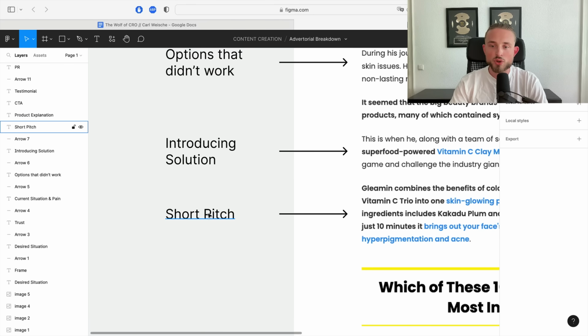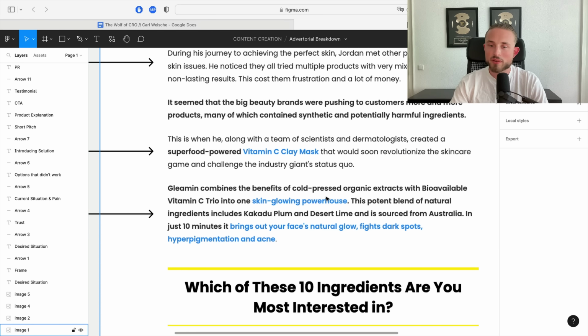Short pitch: Gleamine combines the benefits of cold-pressed organic extracts with a bioavailable vitamin C trio into one skin-glowing powerhouse. This potent blend of natural ingredients includes Kakadu plum and desert lime and is sourced from Australia. In just 10 minutes, it brings out your face's natural glow, fights dark spots, hyperpigmentation, and acne.